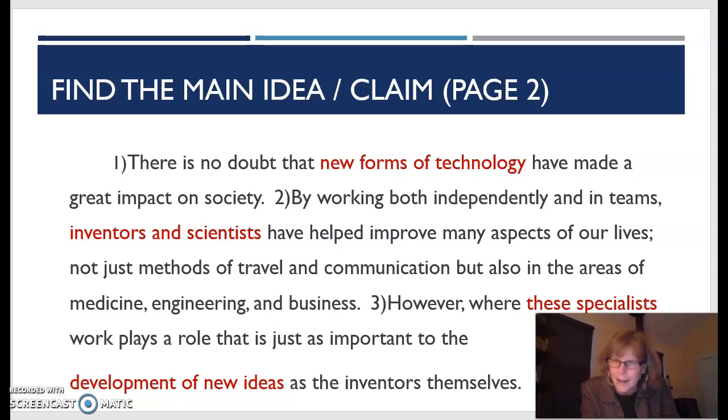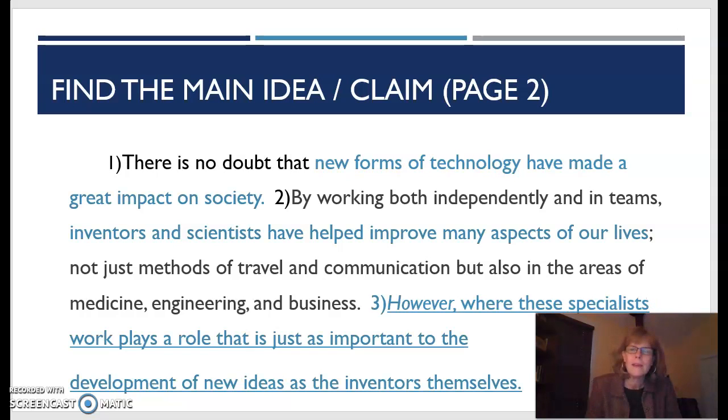See if you can underline it or highlight it. The main idea. So there are several main ideas that are coming out. And I see that in the first sentence, the writer is talking about new forms of technology have made a great impact on society. Okay, that's a claim, a main idea, talking about something that's changed society, that's impacted society.